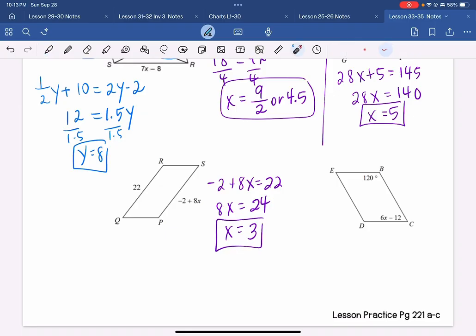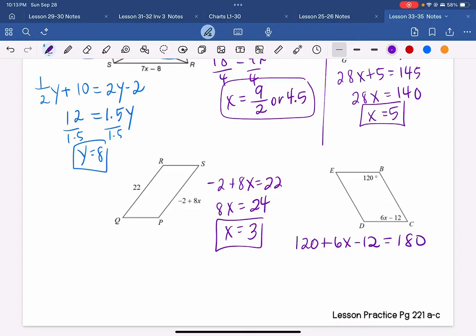Now be careful with this one. They said that consecutive sides are supplementary. So don't get in such a habit of setting all these equal to each other that you just do it robotically. You have to pay attention to what's happening. Those two add up to 180. So we're going to say 120 + 6x - 12 = 180 because they're supplementary.